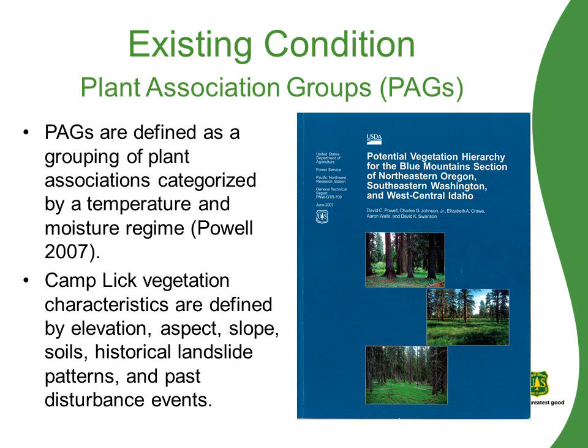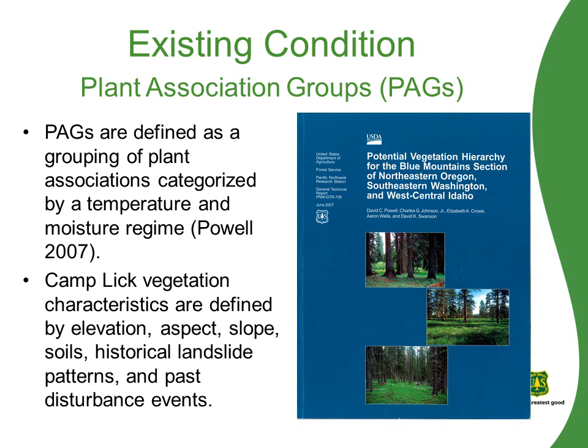Our forested stands are identified by plant associations. Plant associations are named for the dominant forested trees and for the dominant shrubs and grasses in the understory. An example of this would be the ponderosa pine, pine grass, or the Douglas fir snowberry plant associations.